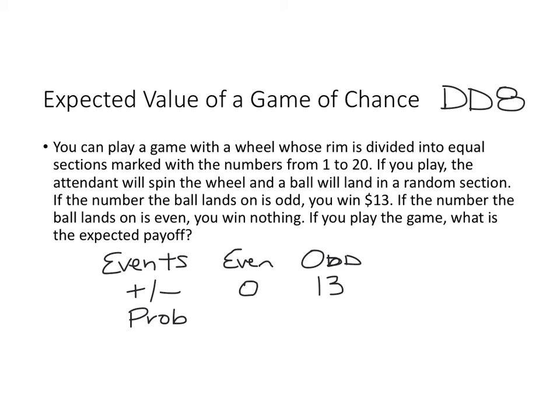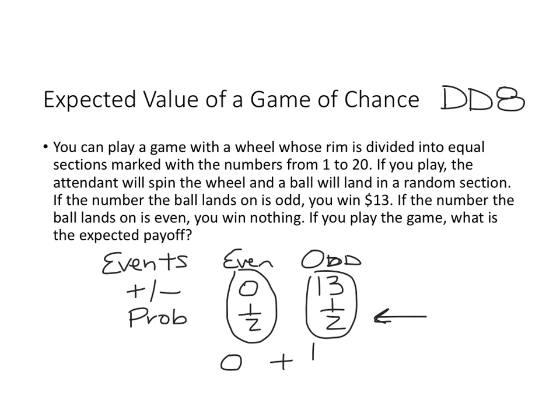Probability of each of these, they're 1 to 20, half of the numbers will be even, half will be odd. So again, make sure you check these probabilities that they add up to be 1. And then we do our product. We multiply these, so 0 times a half is 0, plus 13 times a half is 13 halves. So our expected value is 13 halves, or 6.5. Okay, a lot of the problems you'll do in this IXL will have an event of 0 where you're winning nothing.